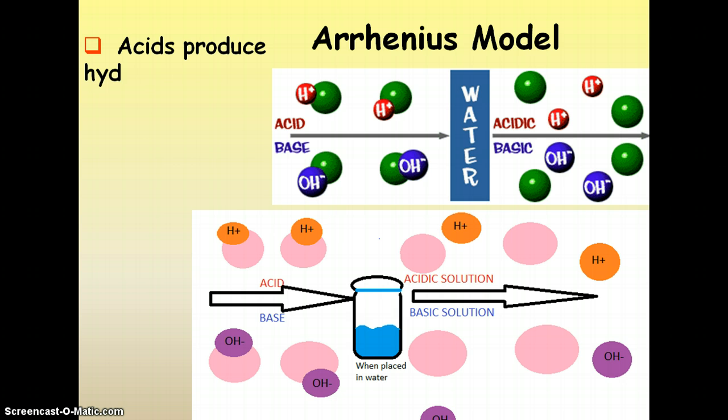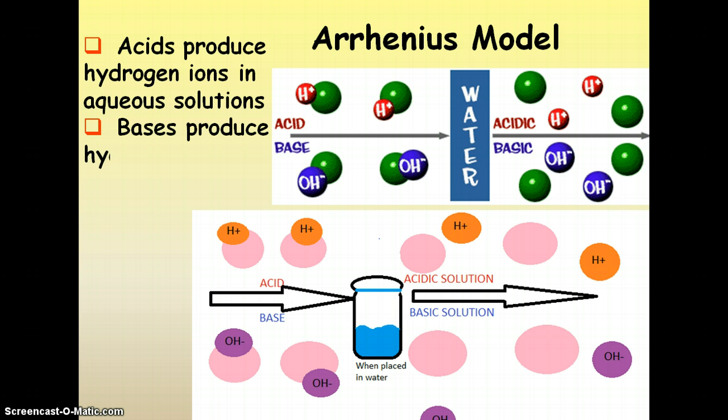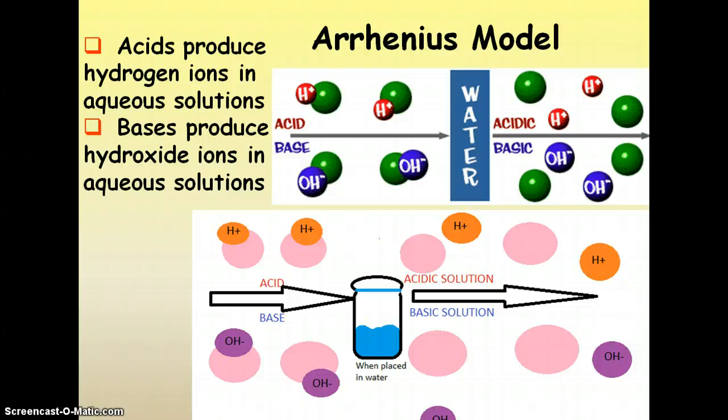So Arrhenius came up with the idea that acids produce hydrogen ions when dissolved in water, okay, an aqueous solution, and bases will produce hydroxide ions, okay. So when you put them in solution, if it's an acid, you've got an H plus ion floating around in there, and if it's a base, you've got an OH minus ion floating around in there, okay.